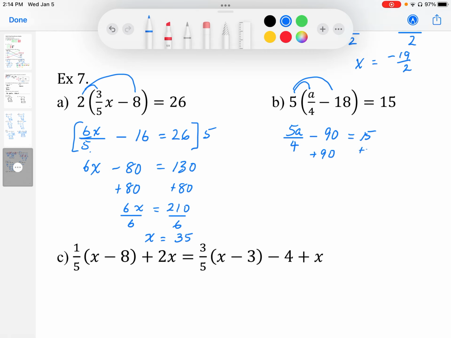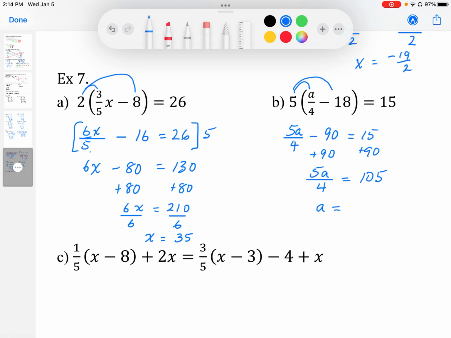So I'm going to do plus 90 on both sides. So I end up with 5 times a divided by 4. And that doesn't look very nice, but that's a 15. So 15 plus 90 is 105. Okay, so I can get rid of this times 4 with a divide 4, with a times 4. I can get rid of the times 5 with a divide 5. So I'm just going to do that all in one step.